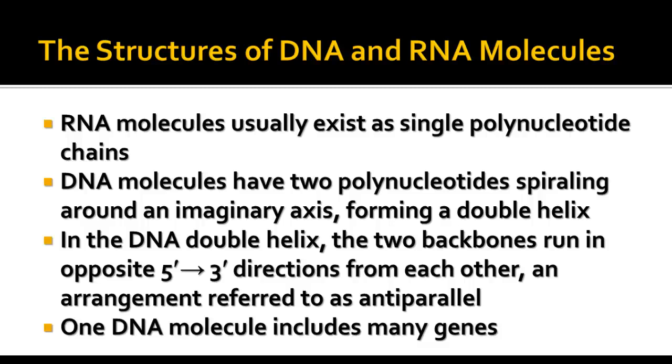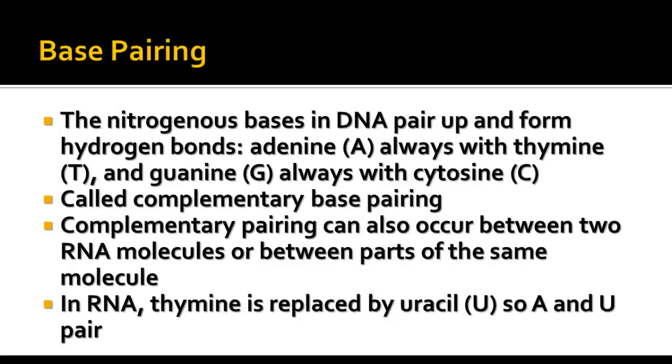One DNA molecule has thousands of nucleotides, and it includes many different genes within the molecule. The nitrogen bases in DNA pair up and form hydrogen bonds between the pairs of bases. Adenine, which is a purine, always pairs with thymine, which is a pyrimidine. And guanine, a purine, always pairs with cytosine, a pyrimidine. This is called complementary base pairing.